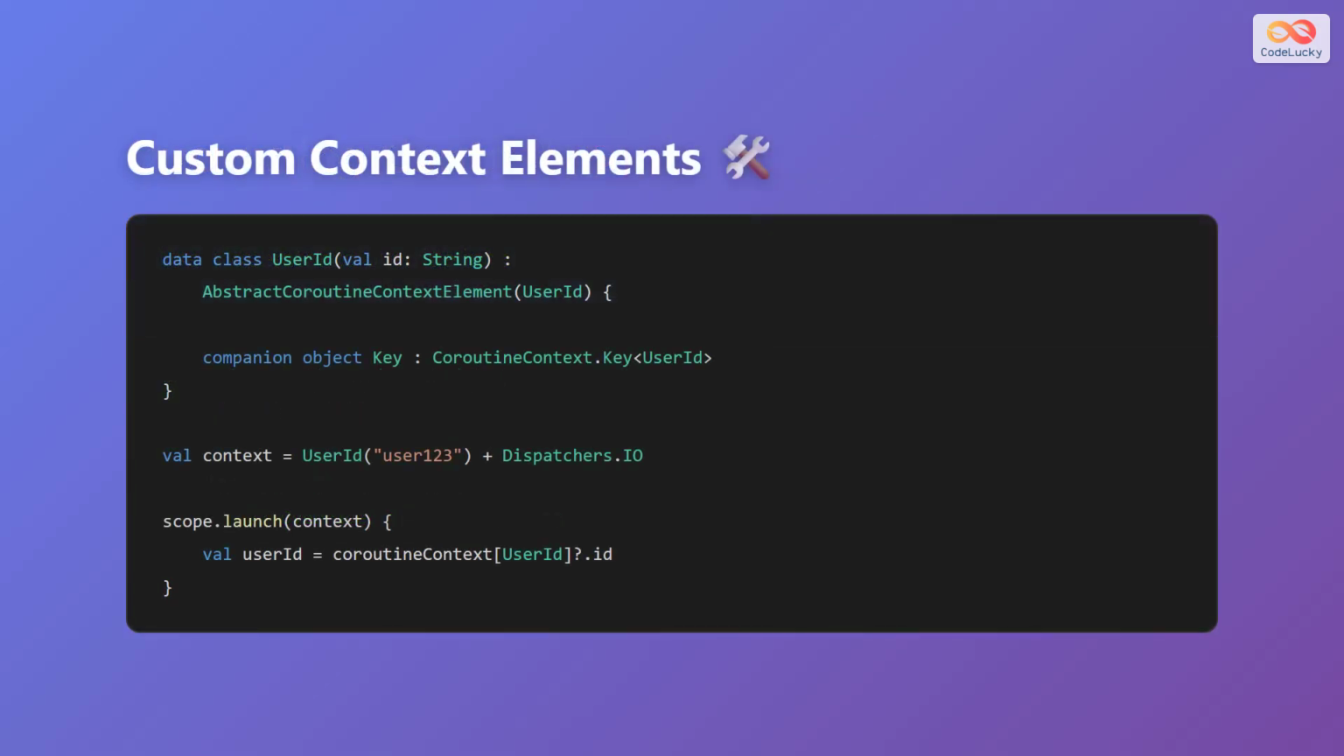Kotlin allows you to create custom context elements for domain-specific needs. To create a custom element, define a data class that extends AbstractCoroutineContextElement, passing the companion object key to the constructor. The companion object must implement CoroutineContext.Key with the element type. Once defined, you can combine your custom element with other context elements using the plus operator and access it later using the square bracket syntax. This extensibility makes CoroutineContext incredibly flexible for storing application-specific state.